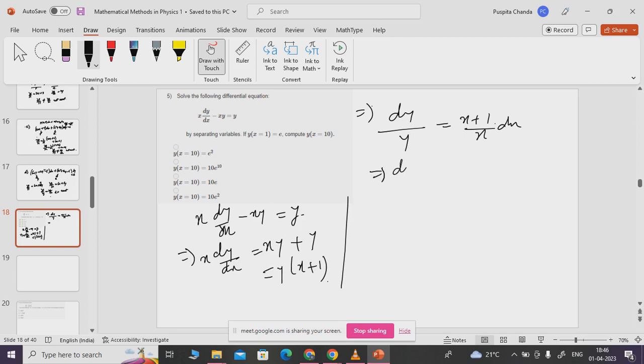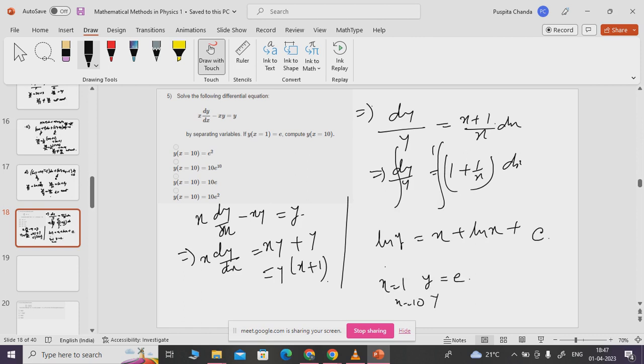So dy by y will be (x plus 1) by x dx. So it will be dy by y equals (1 plus 1 by x) dx. So we will take integration of this. So it will be ln y equals x plus ln x plus c.